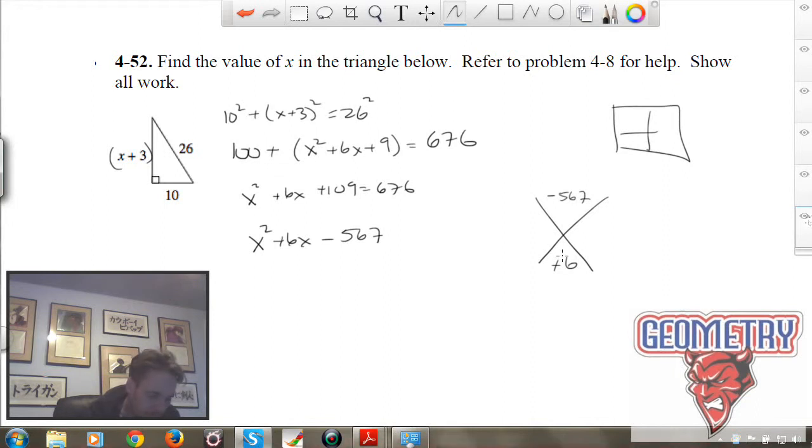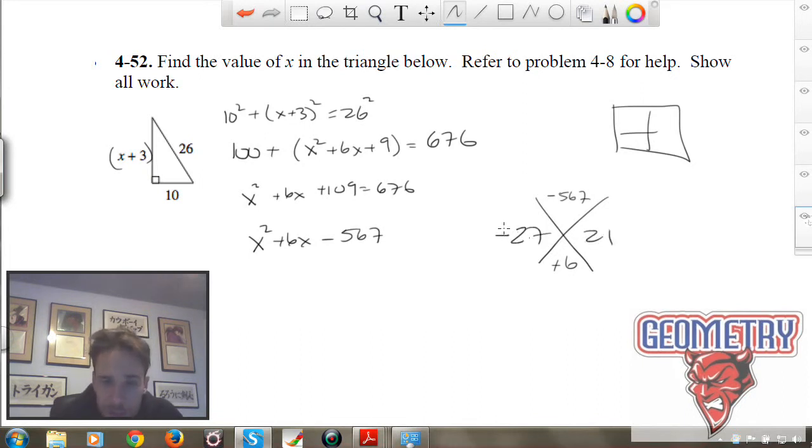Let's see, we know 567 is divisible by 9. Let's try and divide it by 18. So 567 divided by 18. Nope, that's not going to work. Let's try and divide it by 27. Okay, it's 27 times 21, which seems promising, right? Because the difference between 27 and 21 is 6. So let's see if we can get this to work.